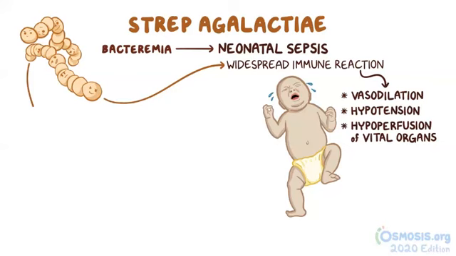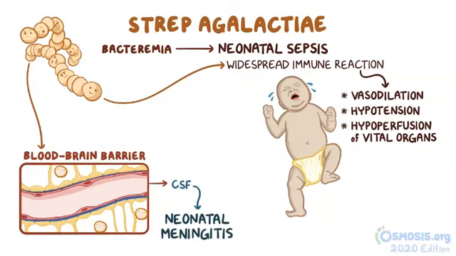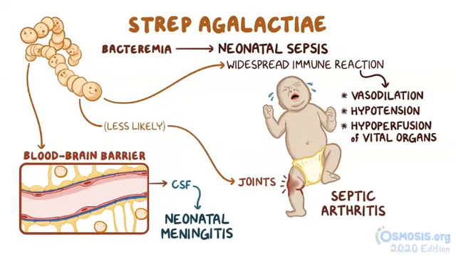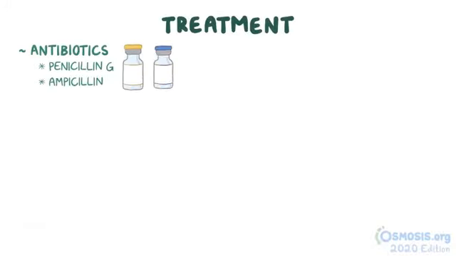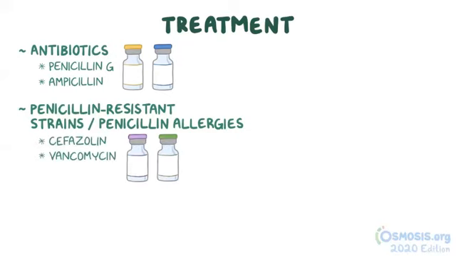Alternatively, bacteria from the blood can cross the blood-brain barrier and migrate into the cerebrospinal fluid, causing neonatal meningitis. Less likely, but possible, the bacteria can also travel down the bloodstream to the joints, causing septic arthritis. Treatment for strep agalactiae requires antibiotics like penicillin G and ampicillin. For penicillin-resistant strains, or in individuals who are allergic to penicillins, cefazolin or vancomycin can be used.